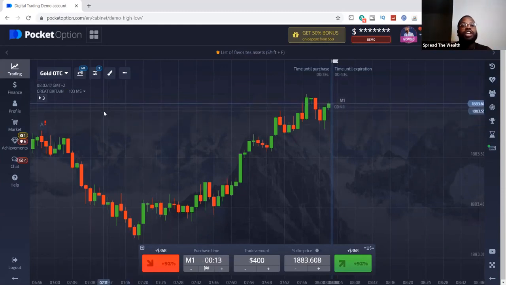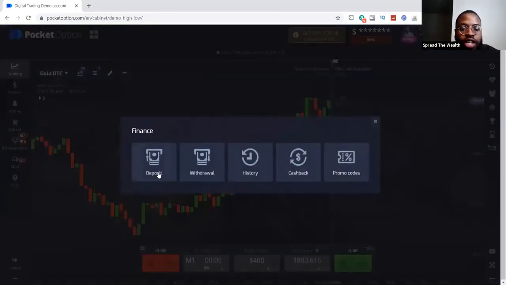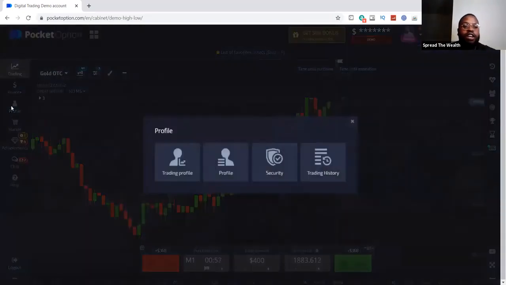Now let's say you want to deposit or withdraw money and so forth. Guys, all you got to do is click on the finance tab over here on the left side of my screen, and you will see where it says deposit, withdraw, your history, cashback, promos, and etc. Also, if you go down one more tab to your profile, you will see your trading profile, your regular profile, and trading history, and all that good stuff as well.